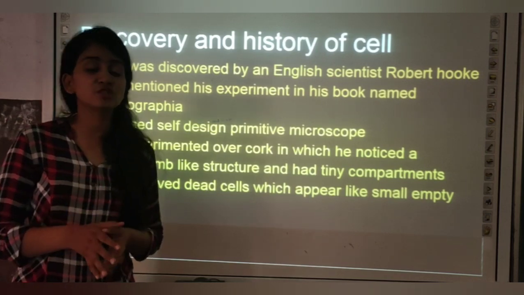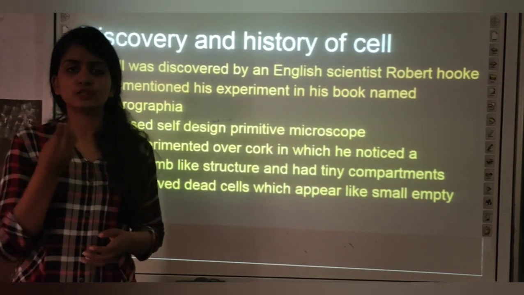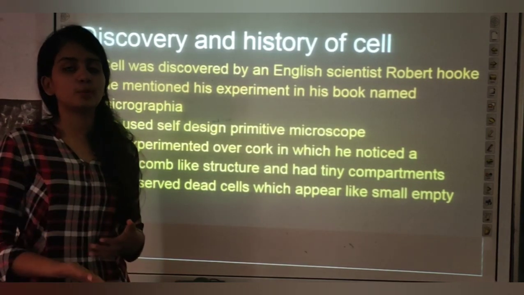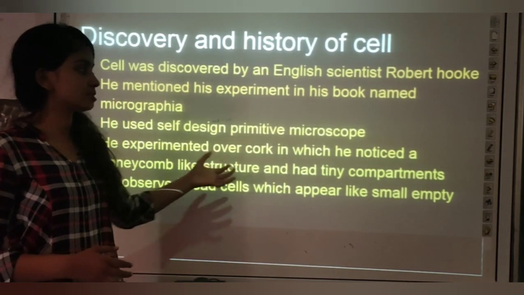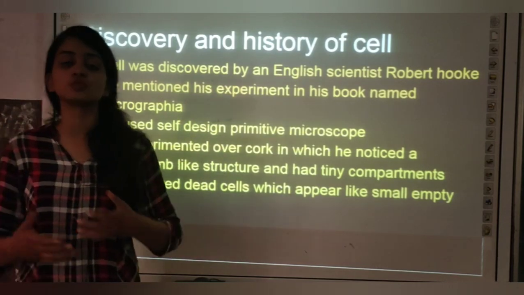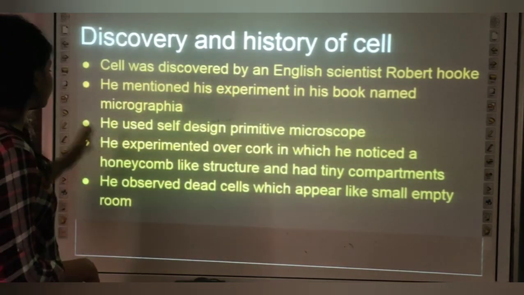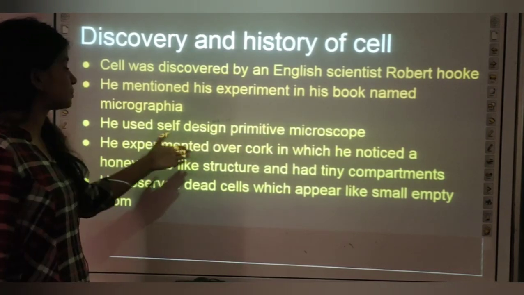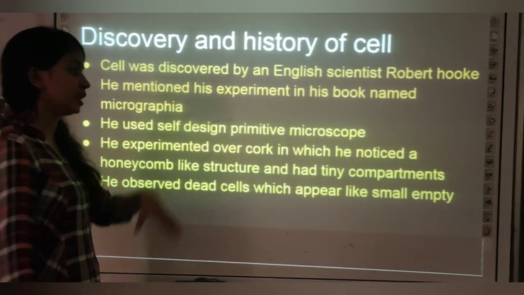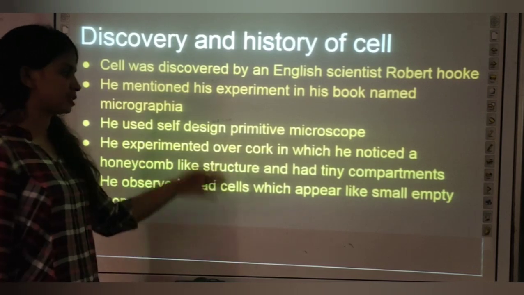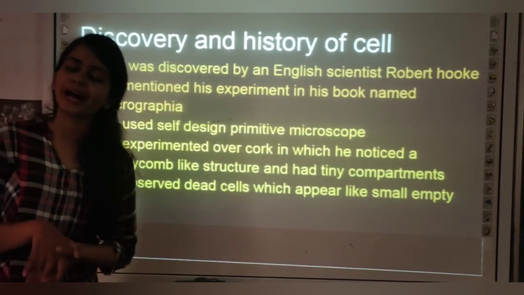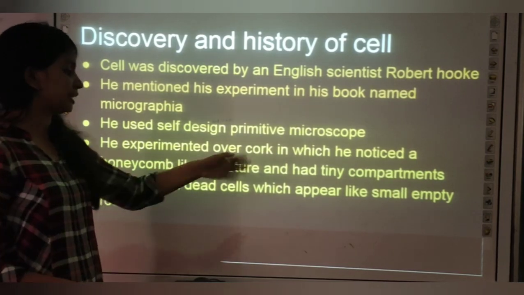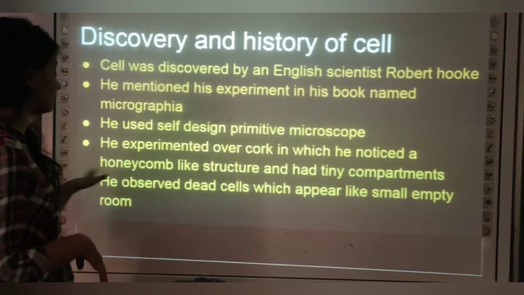That honeycomb-like structure he named a small little room, and later on he supported that this honeycomb-like structure is what? It is the cell. He used a self-designed primitive microscope. He experimented over cork in which he noticed a honeycomb-like structure with tiny compartments known as rooms. Next, he observed dead cells which appear like small empty rooms.